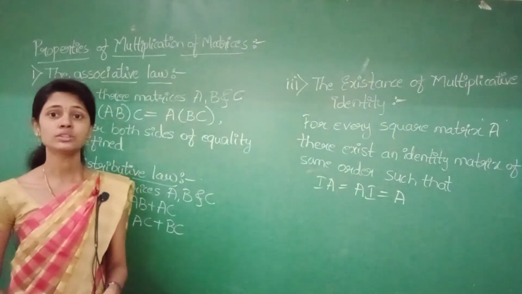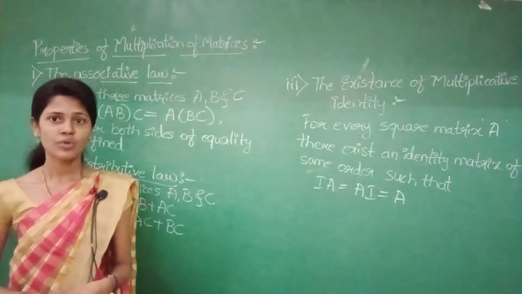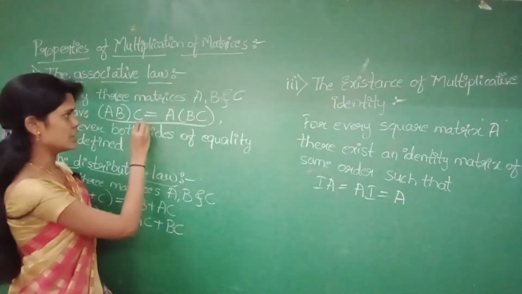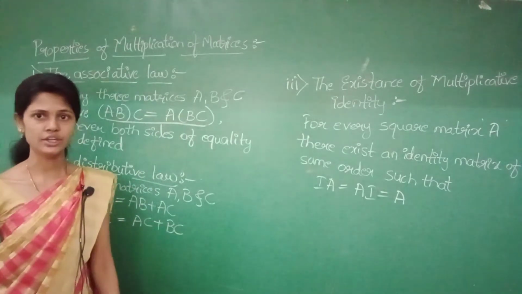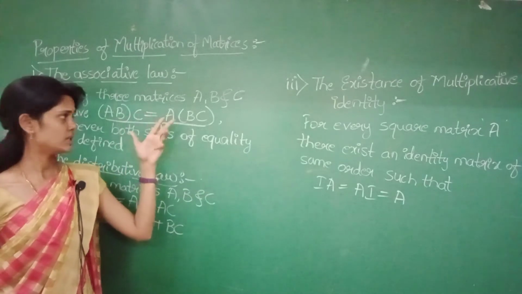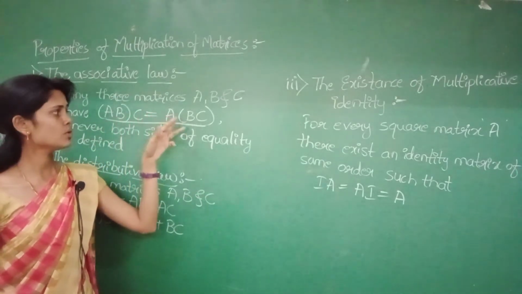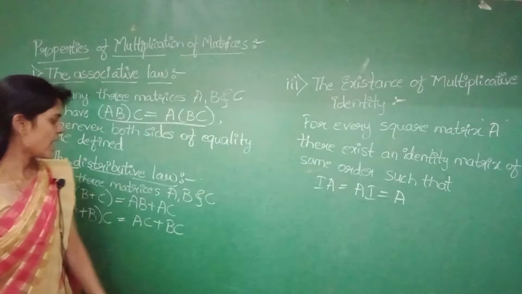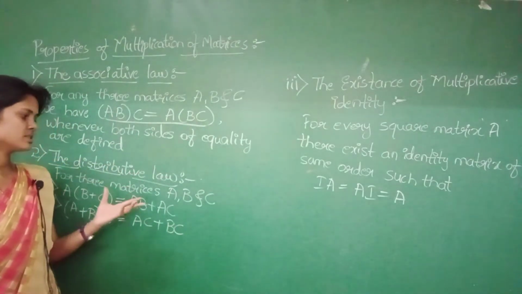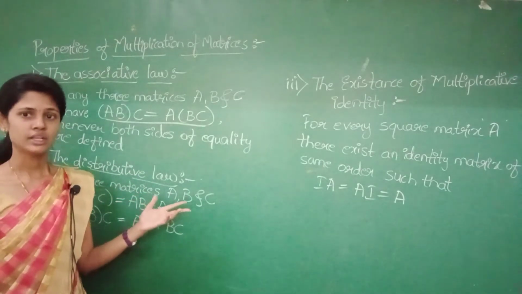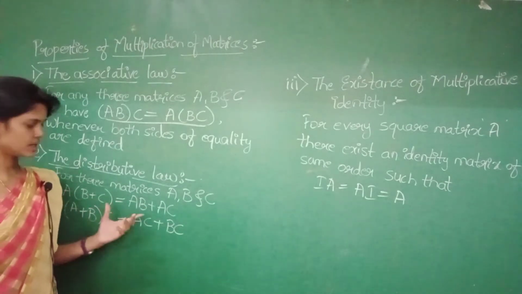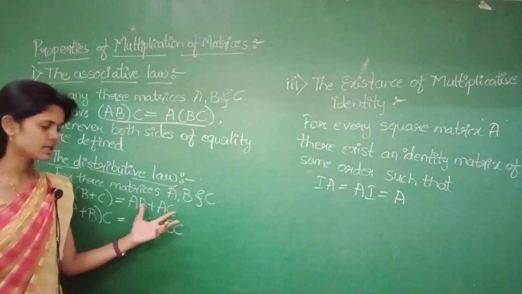So whenever you have three matrices A, B, C, the associative law will be AB into C is equal to A into BC. That means both of them are equal to each other. AB into C is equal to A into BC, right? And the next one is the distributive law. Here also three matrices A, B, C are there. The distributive law says that A into B plus C is equal to AB plus AC.